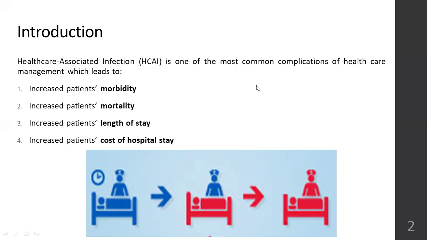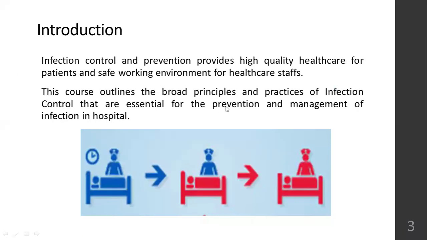Healthcare associated infection is one of the most common complications of healthcare. If you don't manage it properly, it could lead to increased patient morbidity, the disease rate is high, and patient mortality, the death rate, will also go up. There will be increased length of stay and increased cost of hospital stay. You will be blocking that bed for new patients, so you will not be able to make more profit as a hospital. So these things will happen because of healthcare associated infection.